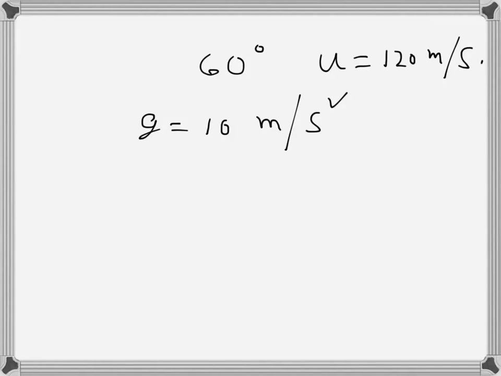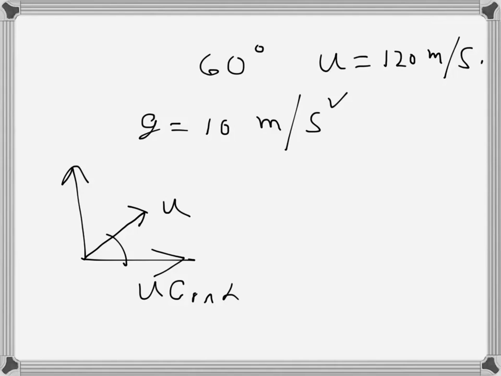So we know the velocity has two components. One is horizontal and one is vertical. Basically, if I say that this is u, and this is alpha, which is 60 degrees there, the horizontal one is u cos alpha, and the vertical one will be u sin alpha.